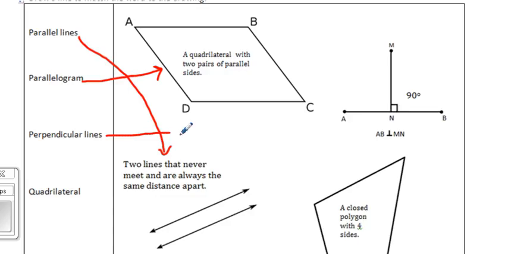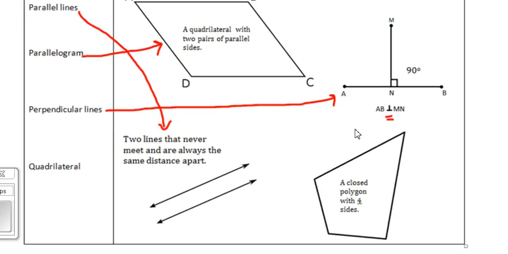Perpendicular lines, and that's straight across. And I think of perpendicular lines as making a T, and in this case an upside down T. And you can see the symbol for parallel lines is right here. That line AB is parallel with MN.